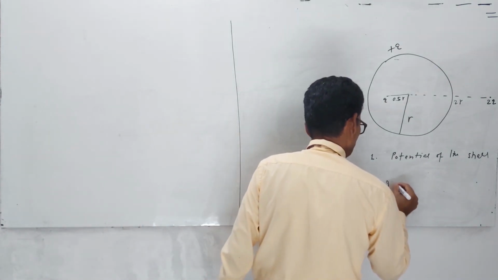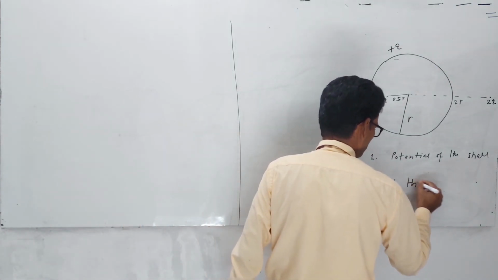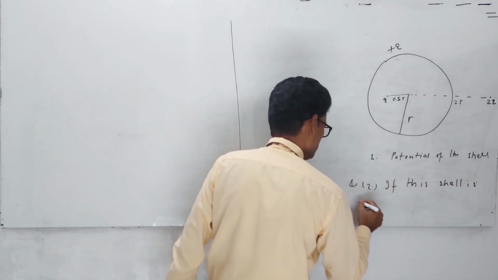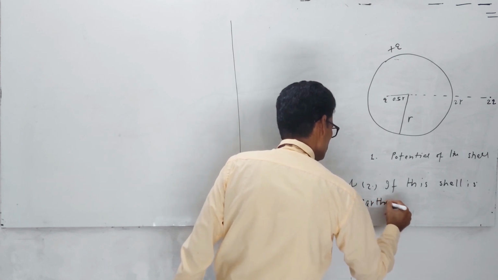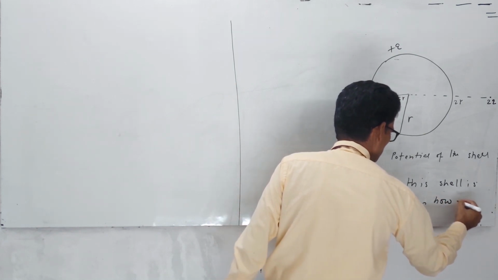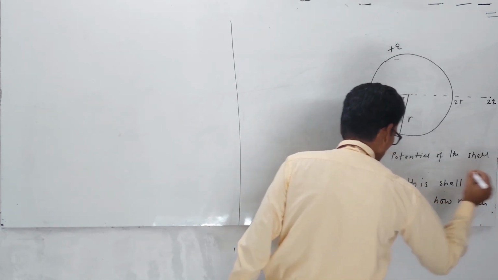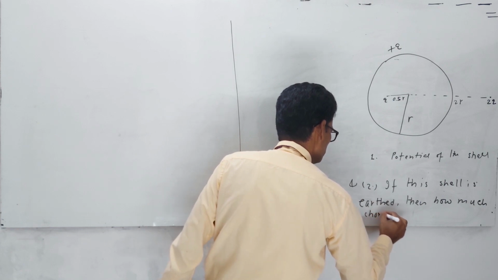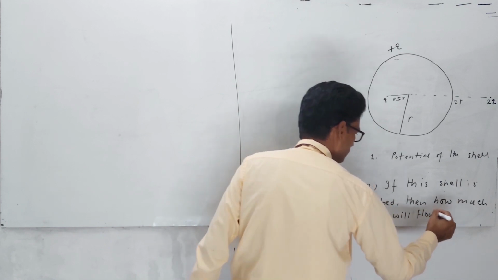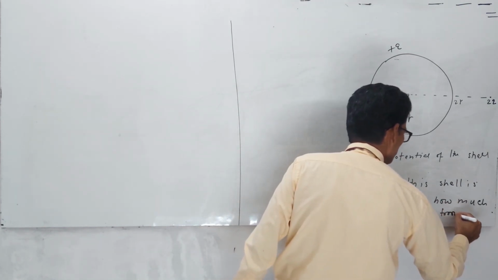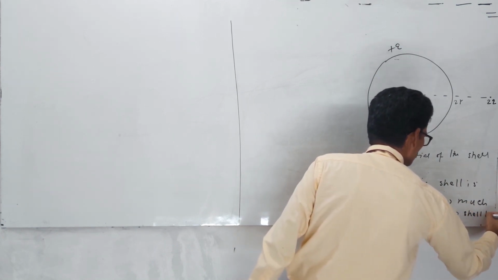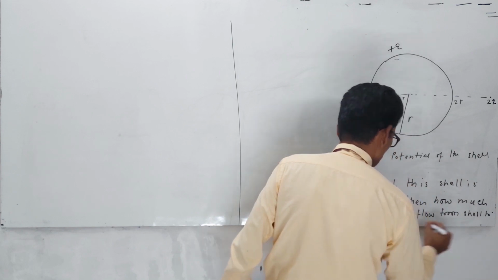Number 2, if this shell is earthed, then how much charge will flow from the shell to the earth, shell to the earth.